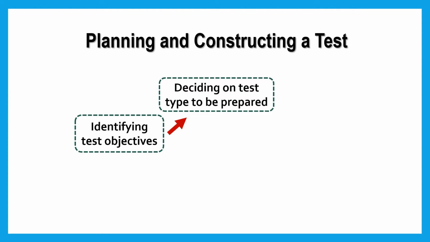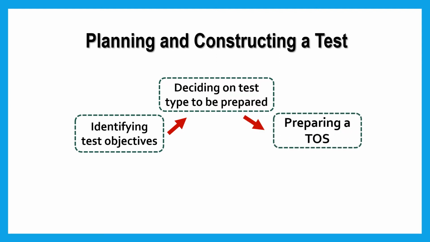Once you're done identifying test objectives, you will proceed to deciding what test type you are going to prepare. It's either a standardized test or a teacher-made test. If you will be making a teacher-made test, what type of objective test are you going to prepare? It's either true or false, matching type, enumeration, identification, and so on. Once you identify the type of test, you will proceed to preparing your table of specification, also known as your TOS. Later on, I'll show you an example of a table of specification and the different steps on how to create a TOS.